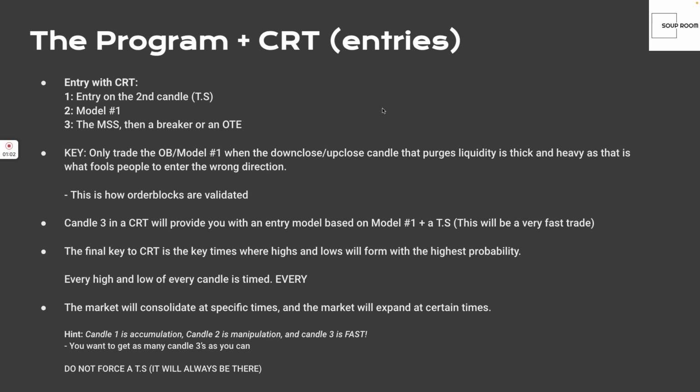So let's look at entries. How do we enter off of the CRT? The entry on the second candle is the turtle soup. That is your first and most advanced entry. The second entry will be the order block or change in state of delivery. And the third entry will be the market structure shift, then a breaker or an optimal trade entry.